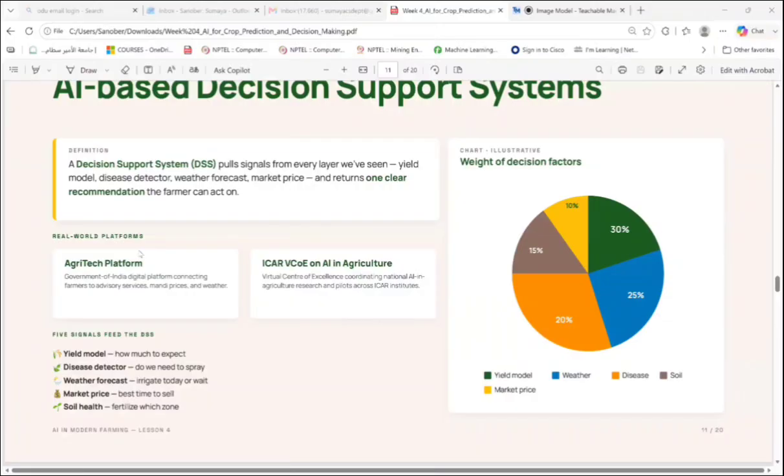The most important idea is that no single model has the complete answer. One model predicts yield, another detects disease, another predicts weather, another predicts market price, and another evaluates soil irrigation or soil health. So the decision support system integrates these specialized outputs into one recommendation.